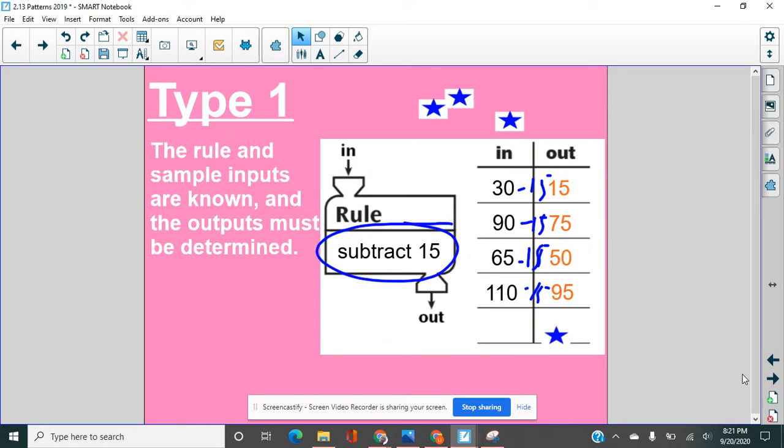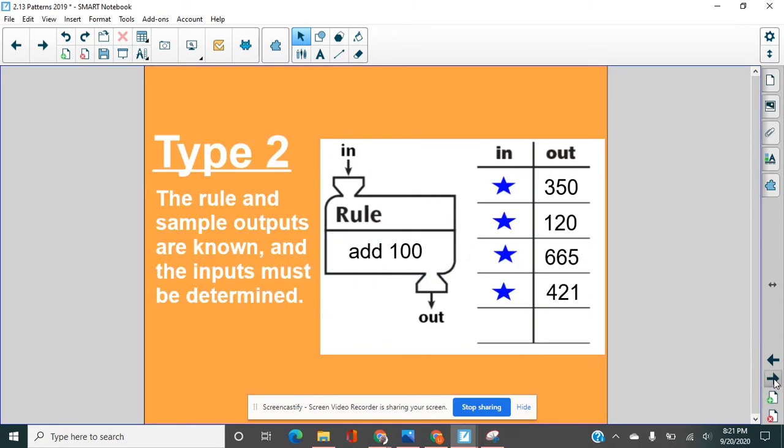So sometimes we know the in, we have to figure out the out. Sometimes we know the out, and we have to figure out the in. So we have to do the inverse, like we were talking about, right? In between each one of these is plus 100. I don't have room to write it in between them all, but it's always in here. So to go backwards, we have to subtract 100 and get 250. 250 minus 100, 20. How much is here? Yes, 565.